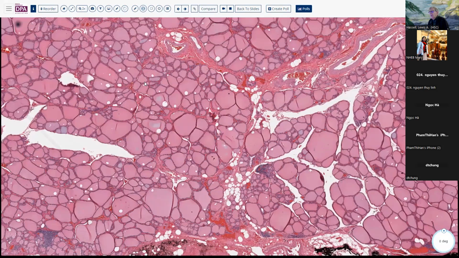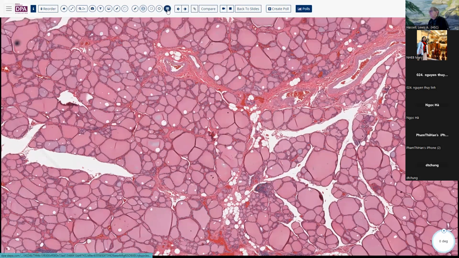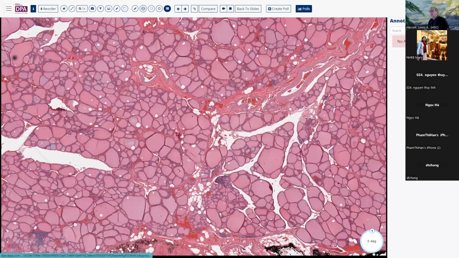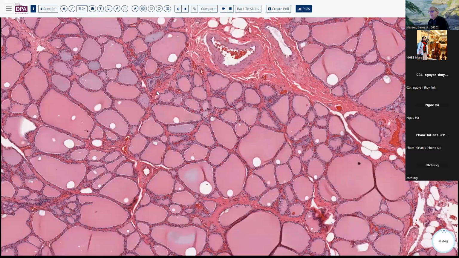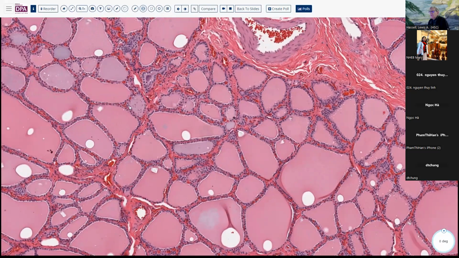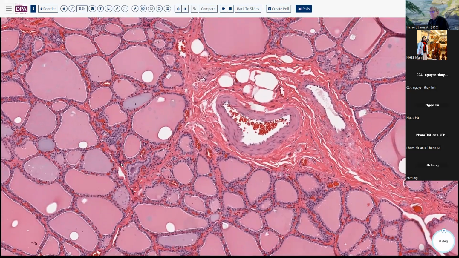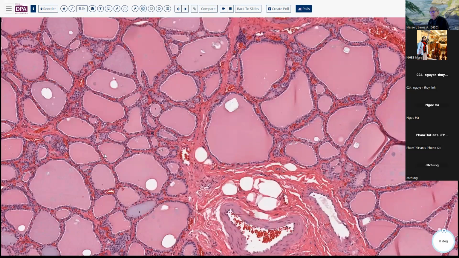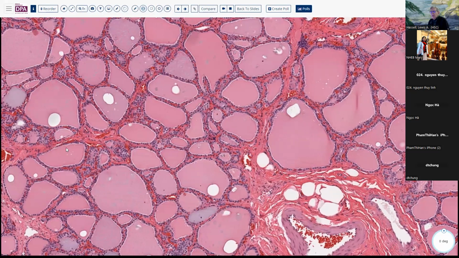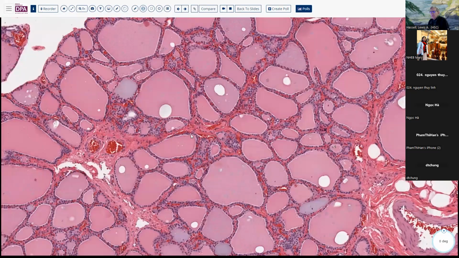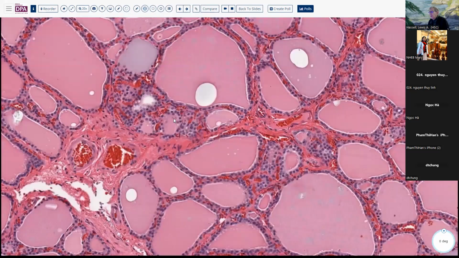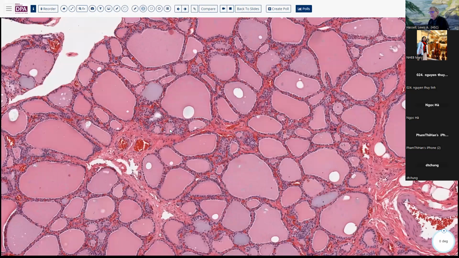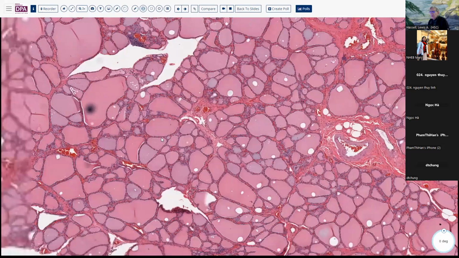I'm trying to remember, I did mark some of these. Let's see, no, I didn't. So this is from a patient who had a family history of multiple endocrine neoplasia. As we look around here, I think we'll be able to identify some areas of possible C-cell hyperplasia, and I wanted to show that to you.